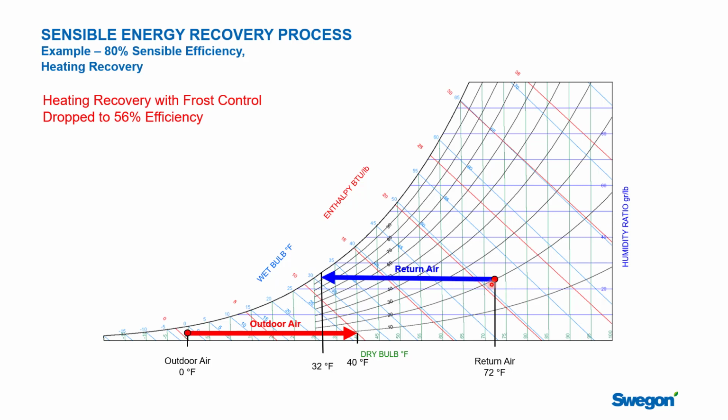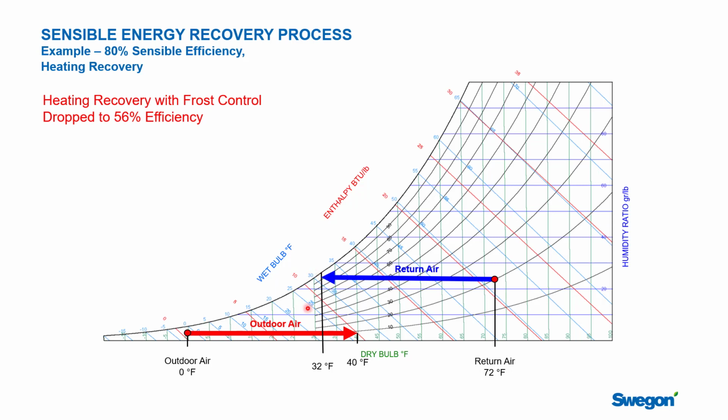And so if we go back and look at our example, what we would do is start with that air at 72 degrees and extract heat out of it, the sensible heat. You can see when we do that, we're crossing the dry bulb lines. The air is getting colder and colder, and we would take that air down to 32 degrees. We wouldn't go below that because of the risk of frost.